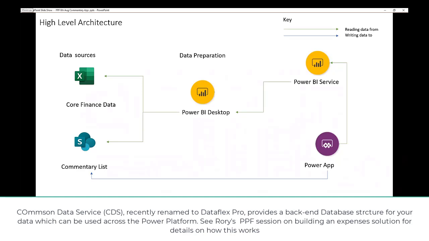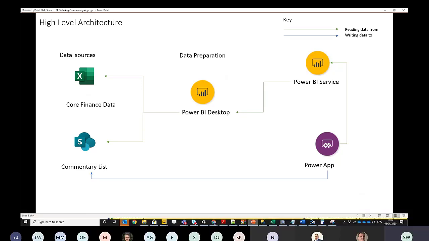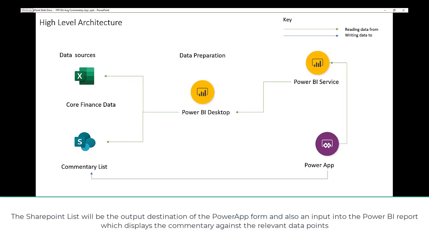This is a high-level architecture of the solution we'll be building today. On the left, we have the data sources. We have the core finance data, which is coming from an Excel spreadsheet at the moment. Of course, that could be a system, it could be SQL, it could be whatever it needs to be. We have a commentary list, and for that we're going to use a SharePoint list. SharePoint lists is a data source within the Office environment.